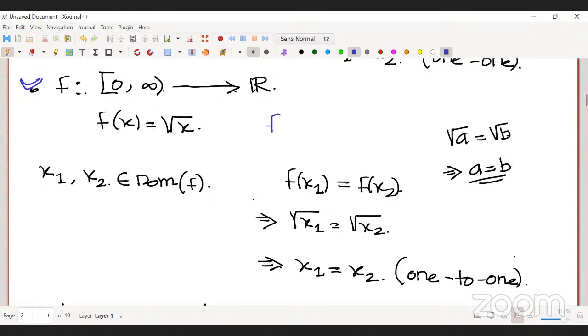No, you are saying f of 2 is equal to 4? It's root 2. And for f of minus 2? Not defined. It is a complex number. We don't have a real number under the root of minus 2. Okay, this is a complex number.